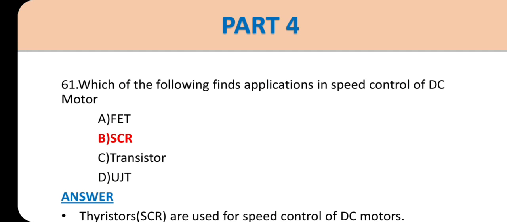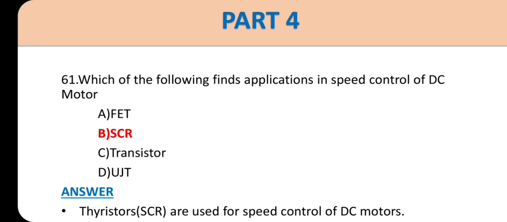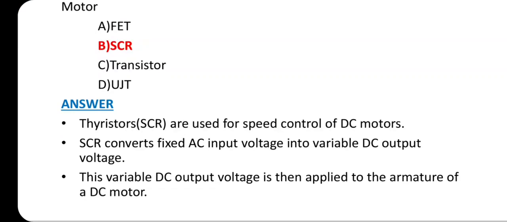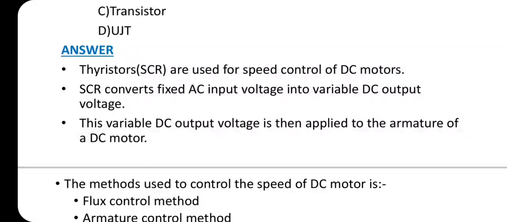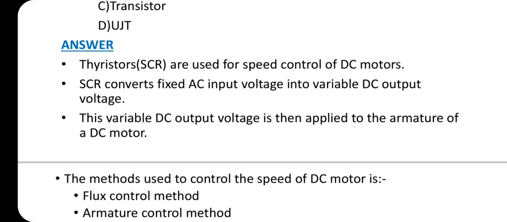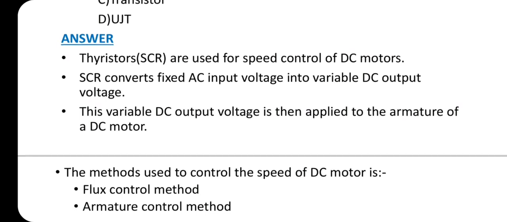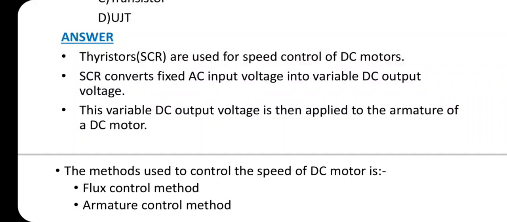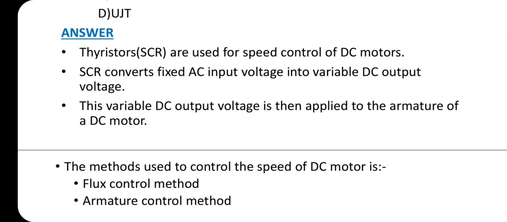Which of the following finds application in speed control of DC motor? Answer is option B, SCR. Thyristors, that is SCR, are used for speed control of DC motors. SCR converts fixed AC input voltage into variable DC output voltage. This variable DC output voltage is then applied to the armature of a DC motor. The methods used to control the speed of DC motor are field control method and armature control method.